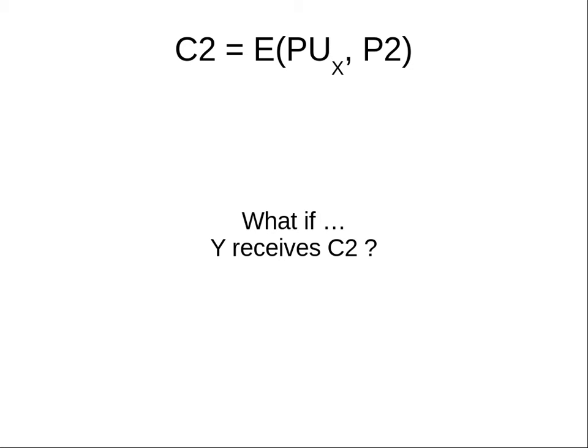So, user Y receives C2. What do they know? What does user Y know when they receive C2?